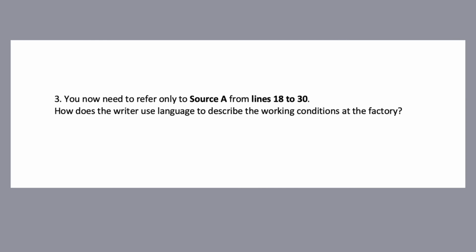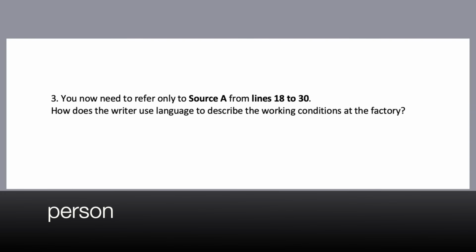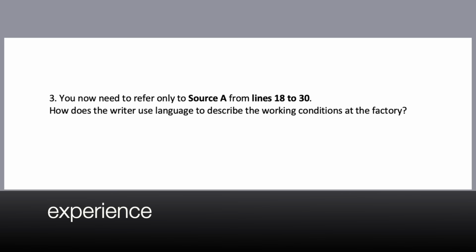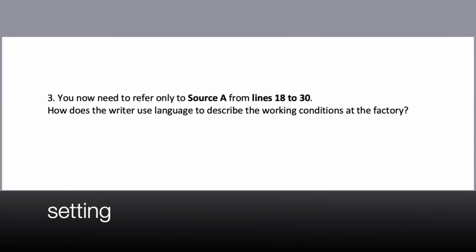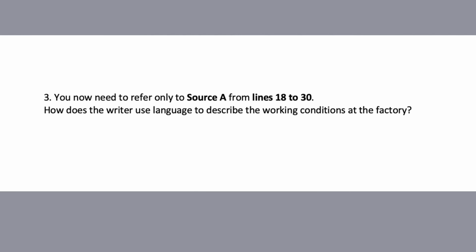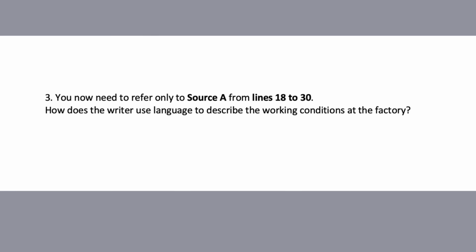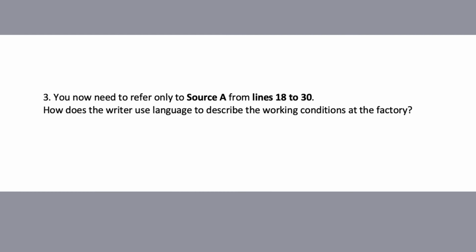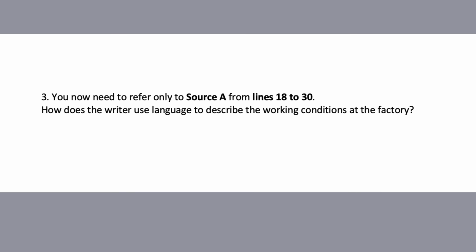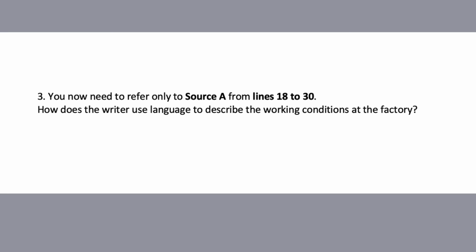Even the focus of the question can vary. For example, how is language used to describe a person or an experience or the setting? Now let's look at a typical question, and this is taken from my 2nd edition guide to English language, which you can pick up through following the links in the description. You now need to refer only to source A from lines 18 to 30. How does the writer use language to describe working conditions at the factory?